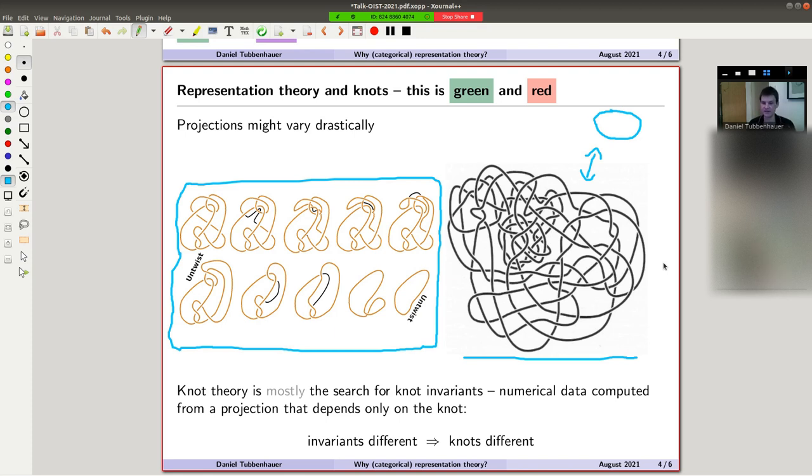And knot theory says, okay, what I want is a numerical datum associated to my knot. So on my thumbnail, I decided to say my numerical invariant for this knot is 1. For example, a numerical invariant can mean many things. I just mean something that you can compute. It might be a number, it might be a polynomial, it might be a matrix, it might be something you can compute.